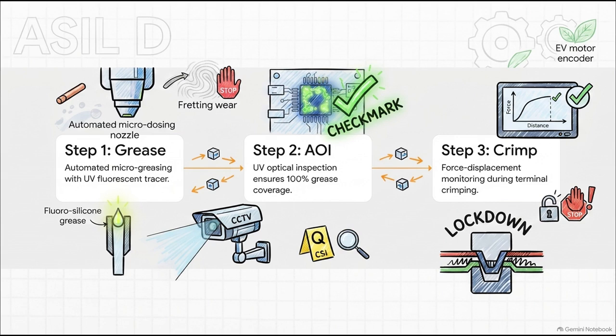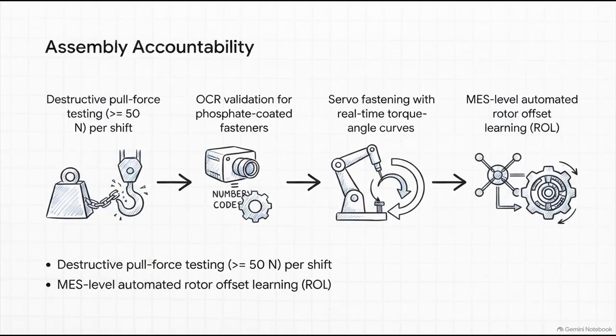But how do we know the machine didn't miss? Step 2, that grease actually contains a UV fluorescent tracer. An automated optical inspection system flashes a UV light, literally like a CSI crime scene investigation for your motor, to verify 100% grease coverage before the part is even allowed to move down the line. Step 3, during the actual wire crimping, sensors monitor the force displacement curve in real time. If the cold weld mechanical profile looks even slightly off, the equipment physically locks down. This creates an absolute web of assembly accountability.